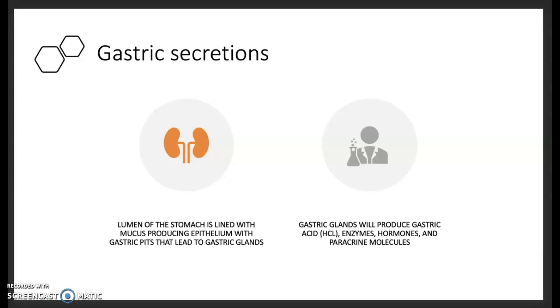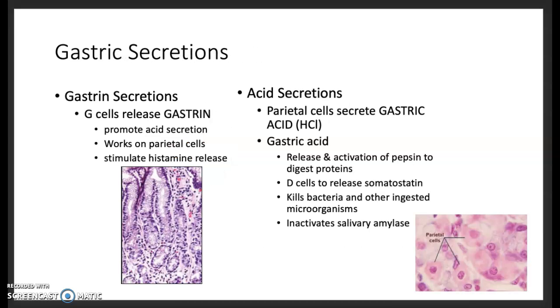So the lumen of the stomach is lined with mucus-producing epithelium with the gastric pits that lead to gastric glands. And these gastric glands are responsible for producing gastric acid, so HCl, which we see here, enzymes, hormones, and other paracrine molecules.